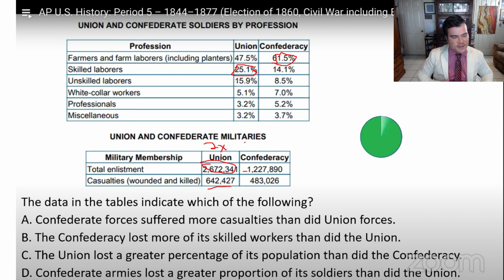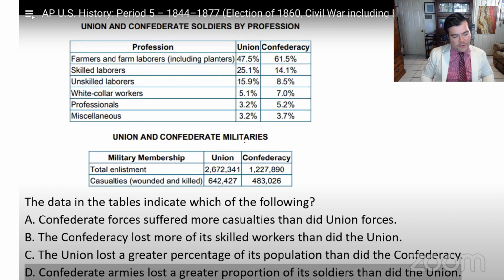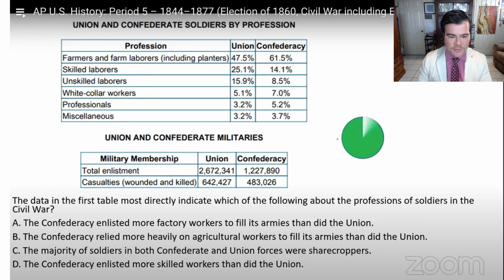So, based on this, it's not A. It's D. Confederate armies lost a greater proportion of soldiers than the Union. Yeah, simple as that. Proportionately, right? So, like 500,000 in terms of 1.2 mil, it's almost like, whoa, huge chunk, right? And so here, no, less of a proportion. Yeah, good. Okay.